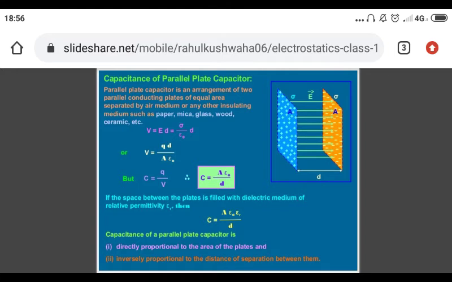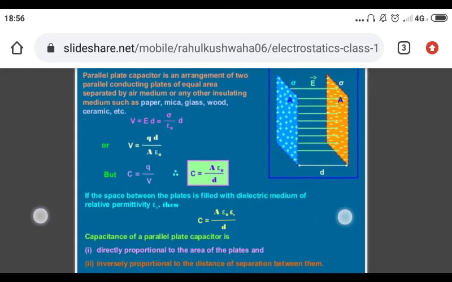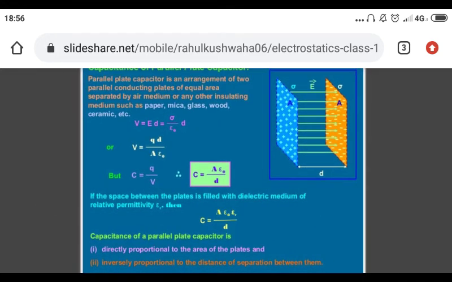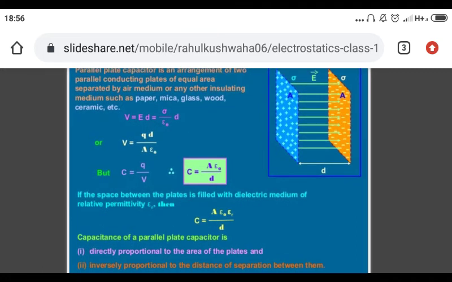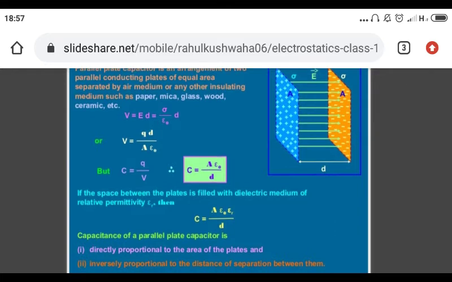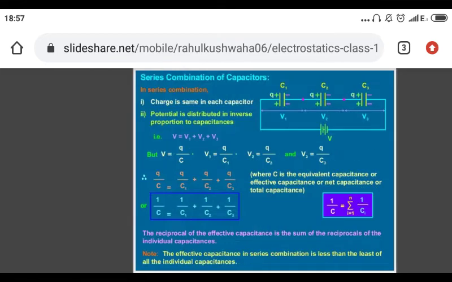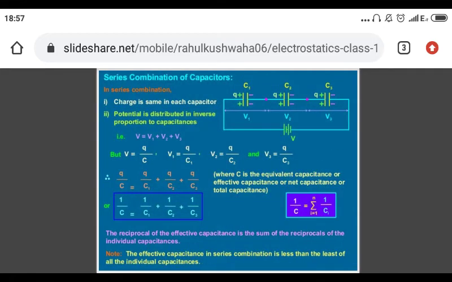Usually what we do, first we measure the potential. In a parallel plate capacitor, the capacitance comes to C equals epsilon 0 epsilon r A upon d. So the capacitance of a parallel plate capacitor is first directly proportional to the area of the plate, and second inversely proportional to the distance of separation between them. The same formula we also saw yesterday for the series combination.